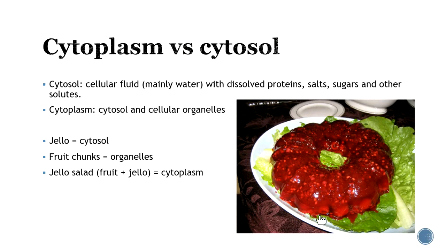This one looks scary. So think of Jello like the cytosol, the fluid that's going to be between all the different parts, organelles. If you want to think of the fruit chunks, which I don't know what kind of fruit that is, maybe some pomegranate, I'm not sure, think of those as the organelles. So the Jello salad, both the Jello plus the fruit chunks, is like the cytoplasm. So the cytoplasm is both cytosol, so all the fluid between it, plus the cellular organelles, so minus the nucleus.